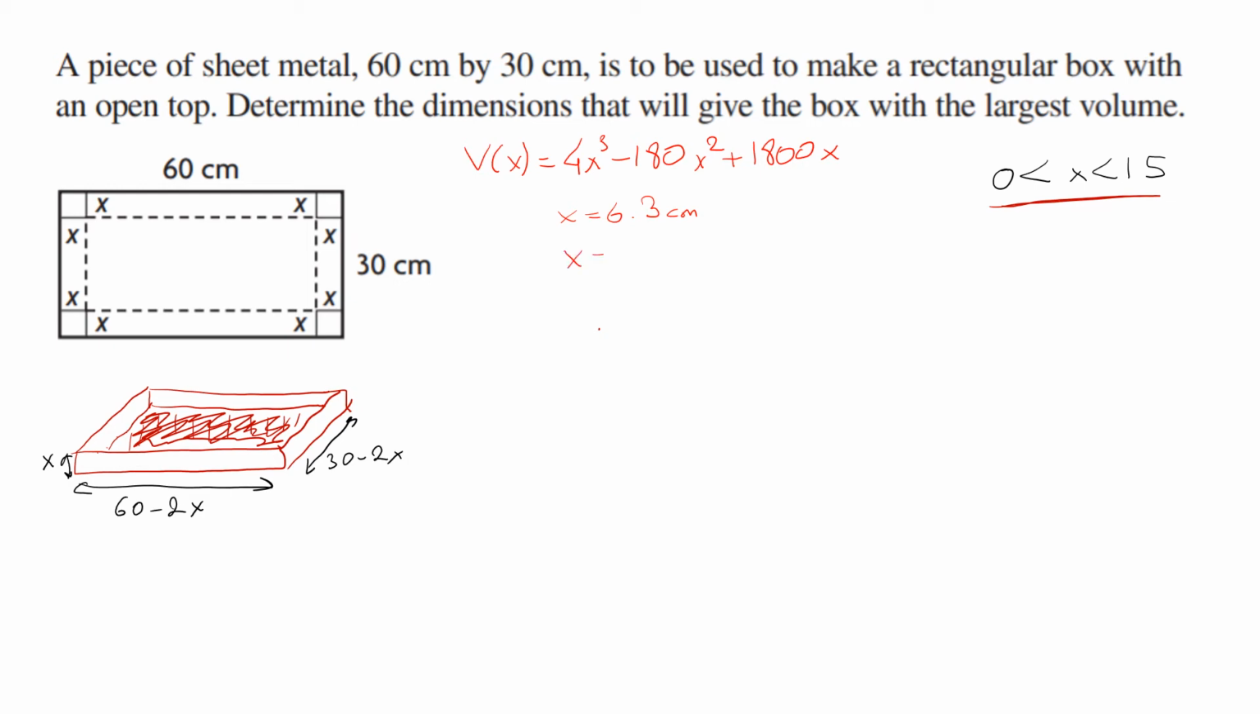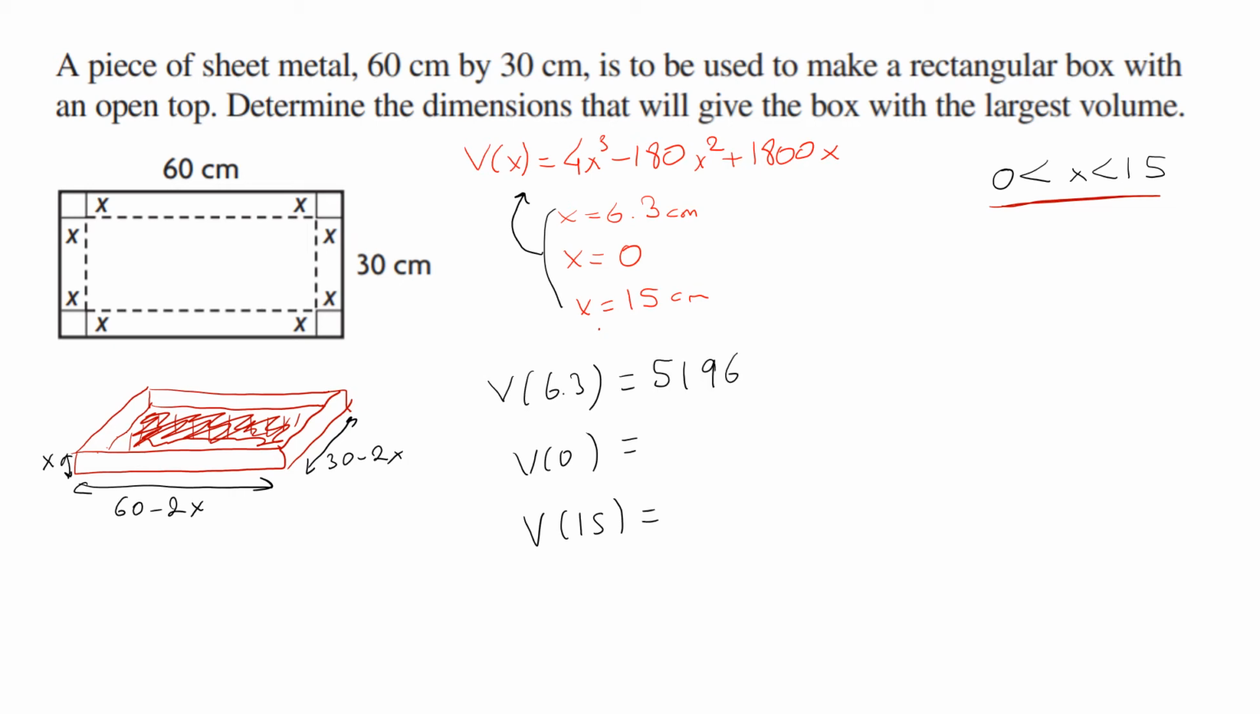And I put also my endpoint, which is 0, and I also put the other endpoint, which is 16 centimeters. Now all I need to do is plug these values into my volume function. So when I do that, I'm going to do V(6.3), V(0), and V(15). And if you put it into your calculator, you will get these values.